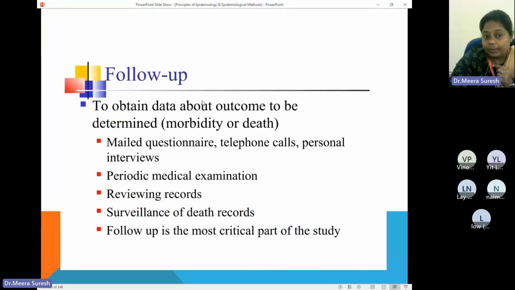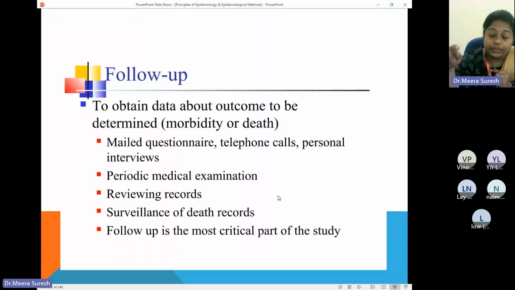Although all these methods are there for follow-up in a cohort study, the best method will be a medical examination with personal interview. That's the best combination. A questionnaire people may fill for 2 or 3 years, as I already told. After that, they may not bother. But if you're calling for a personal interview, and the researcher is offering a periodical medical examination free of cost, then people will turn up because you are going to do a medical examination, and that too free. And also you are going to have a personal meeting with them.